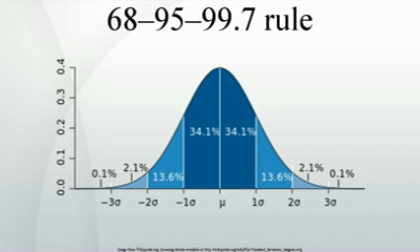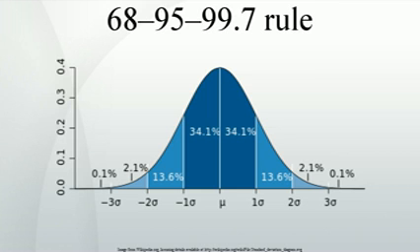Similarly, 95.45% of the values lie within 2 standard deviations of the mean. Nearly all, 99.73% of the values lie within 3 standard deviations of the mean. In mathematical notation, these facts can be expressed as follows, where x is an observation from a normally distributed random variable, m is the mean of the distribution, and s is its standard deviation.